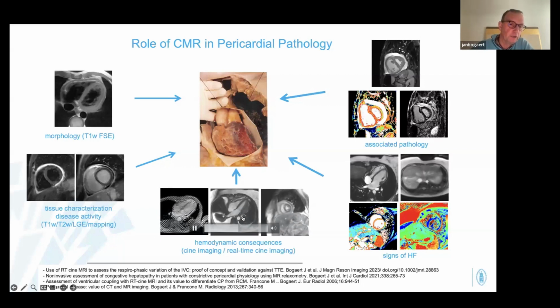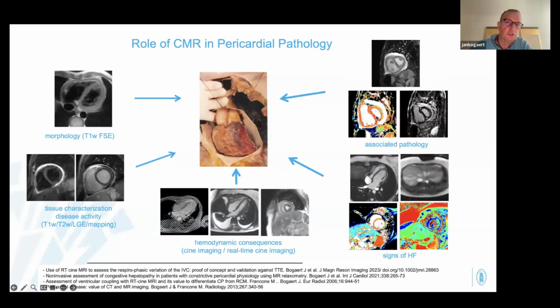Next, we also look functionally. What about the size of the heart and the cardiac chambers? What is their function? Is it impaired, or is it preserved? We also look at the impact of the abnormal pericardium on cardiac behavior, by which I mean the diastolic function, and whether the ventricular coupling is preserved or not. But as I said, the pericardium can be involved in the setting of systemic inflammatory diseases, where the rest of the heart can also be involved.